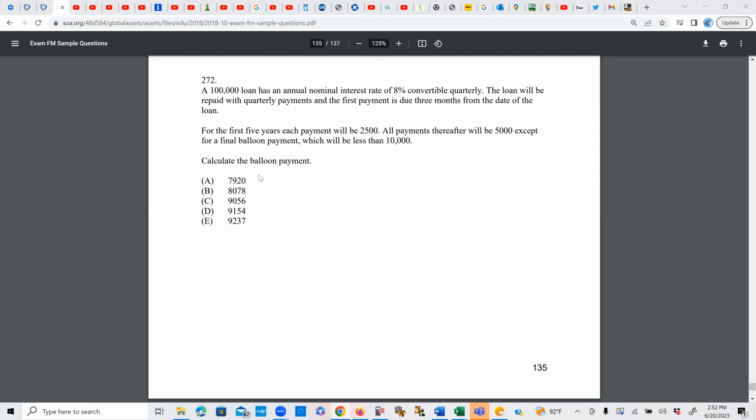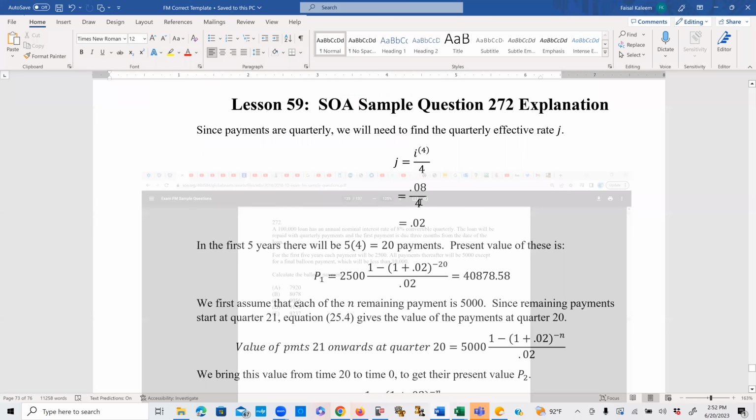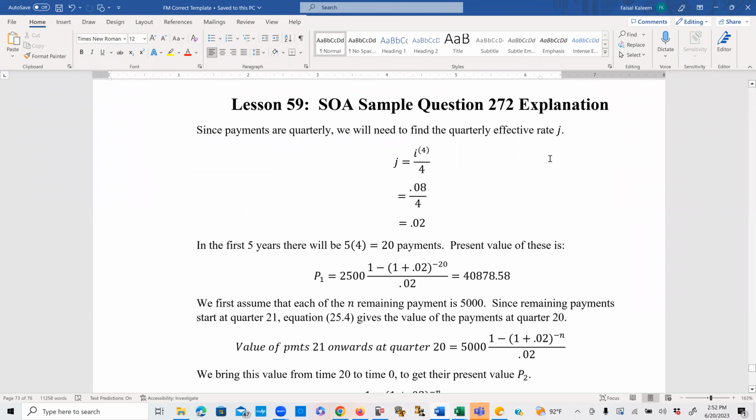Calculate the balloon payment. So first of all, since the payments are quarterly, we need the quarterly effective rate. So 8% is the nominal rate, which is i superscript 4. So the quarterly effective rate j will be i4 divided by 4. So 8% divided by 4, which would be 0.02.